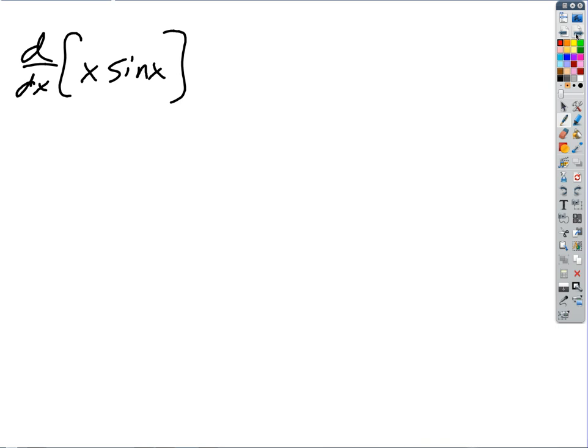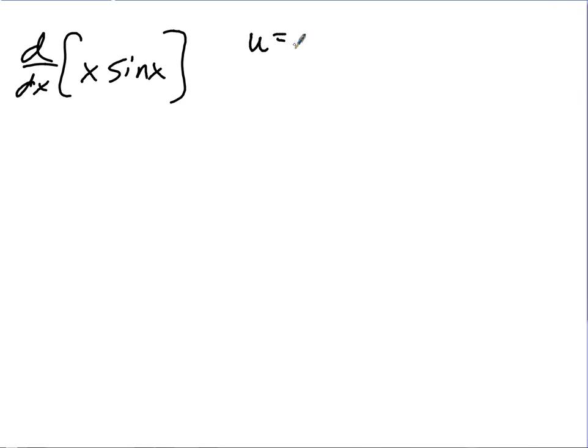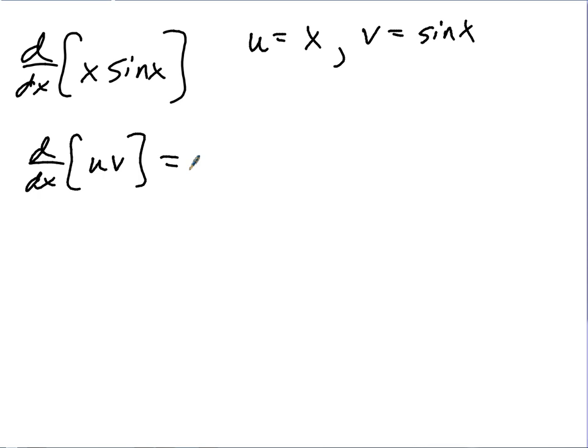So what's u going to be this time? What are we calling u? x. What's v? Yes. Right. All right. And what's our rule again? u v prime plus v u prime. So what's that going to equal then? We take this derivative.